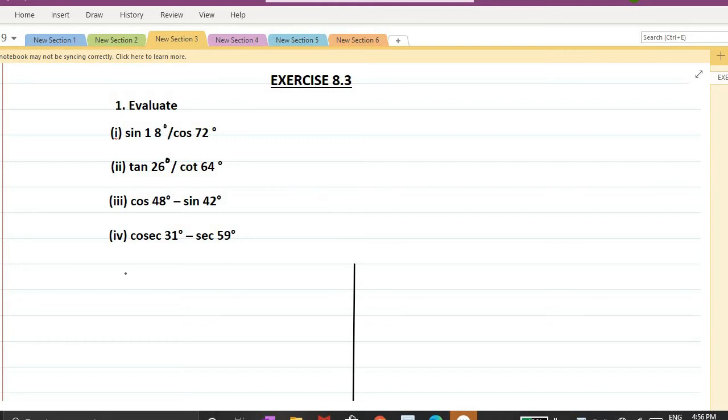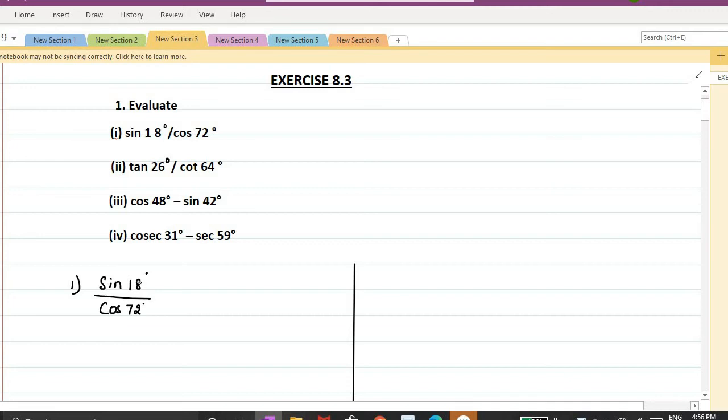Exercise 8.3, first Roman letter: evaluate. First subdivision: sin 18 degree by cos 72 degree. What is given in the first subdivision? Sin 18 degree by cos 72 degree. We have to evaluate the given trigonometric ratio.